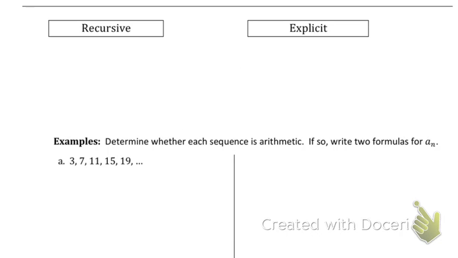There's two ways we can write any sequence, and we talked about this yesterday. It's recursive and it's explicit. Remember, recursive is based upon numbers before it. Recursive is almost always the easier one to write. Our recursive one for this is going to be a sub n equals the previous term, a sub n minus 1, plus whatever our common difference is.